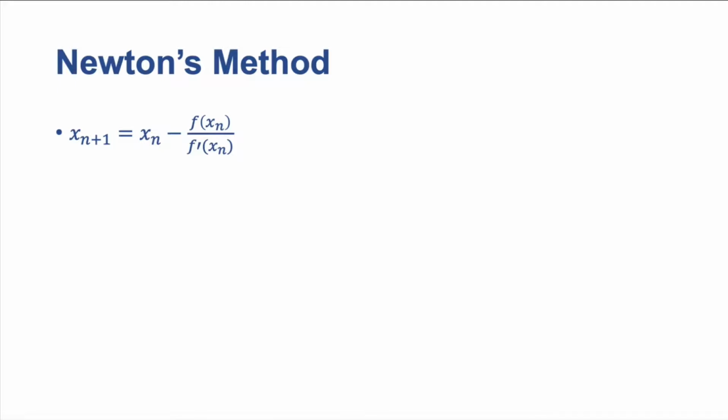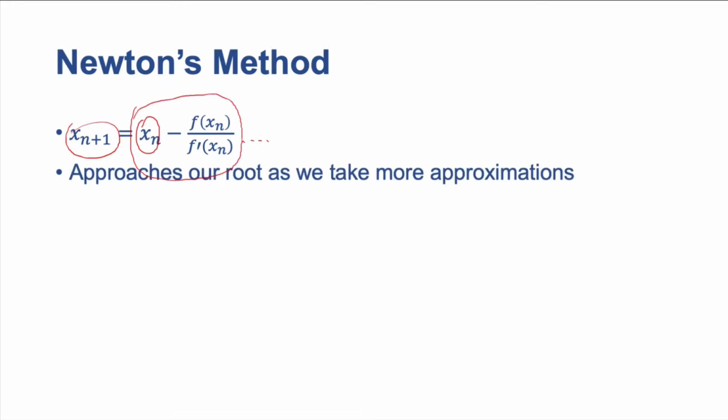So Newton's method basically says that if I have my first approximation, let's call that x of n, an approximation I've made, and then I subtract the value of that function at x of n over the derivative of that function at x of n, I'm going to be given my next approximation, right? Then you can see this goes on, and I can keep plugging into this formula, and it will keep getting better and better. And again, in the limiting case, it's going to approach our root as we take more approximations.